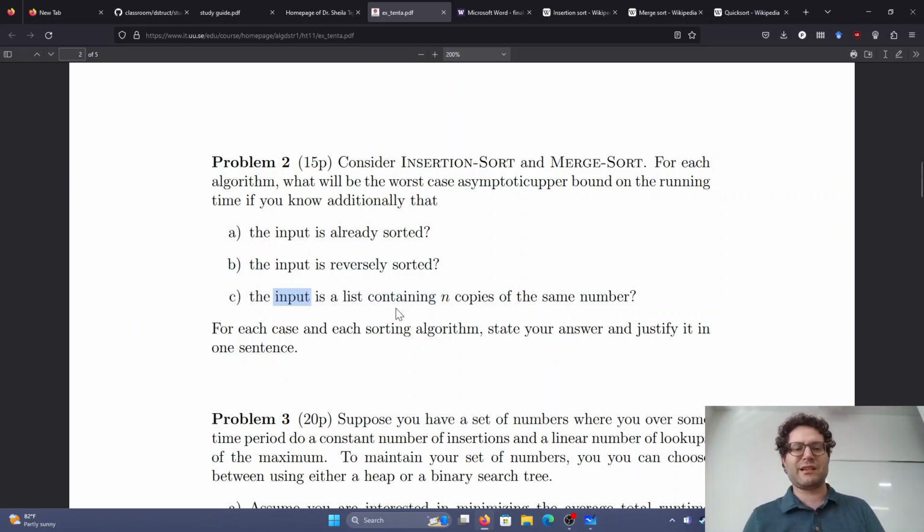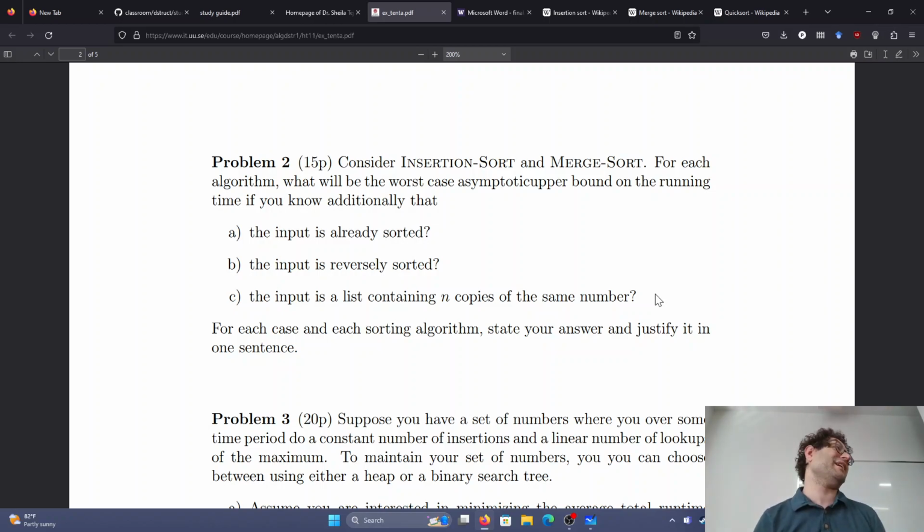Input is a list containing n copies of the same number. If you think about that for a second, that's technically sorted. So that's the best case scenario. If we're just sorting numbers, all numbers are the same, there's nothing to move, so we're all good. Or you could argue it depends on the implementation of insertion sort, but we're going to assume that it's programmed the way we really would like it to. Merge sort.